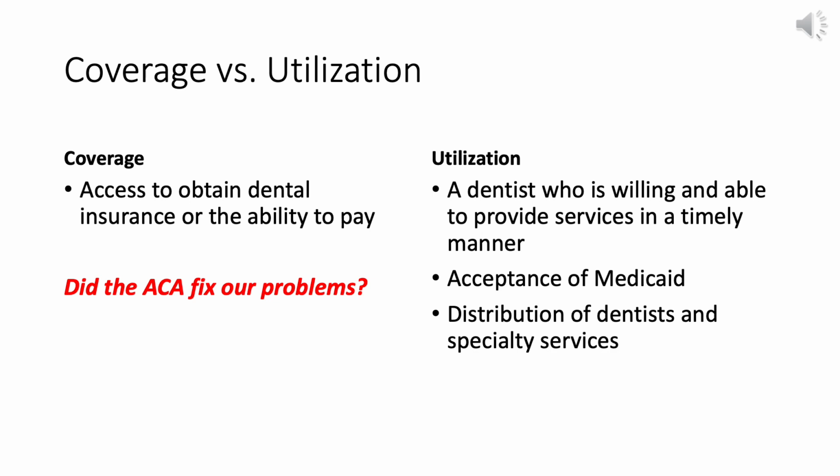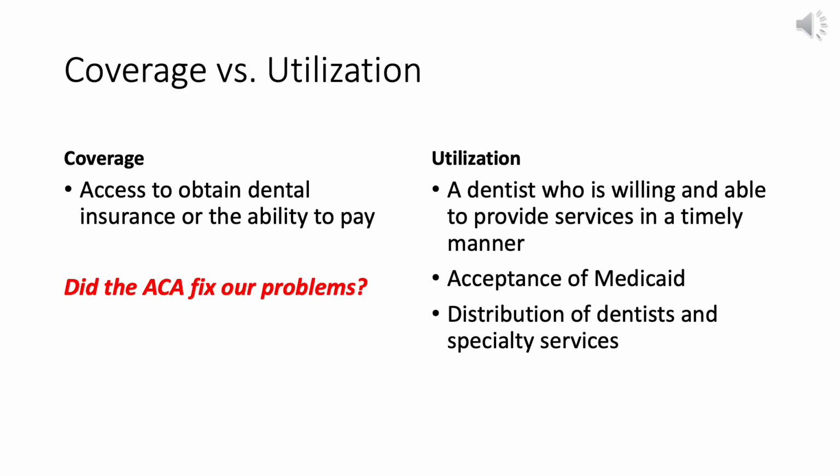So we need to have an adequate distribution of dentists and specialty services, recognizing that there are different types of payers, therefore a payer mix, making sure that there is acceptance of Medicaid, which is the coverage that our highest risk population has. And I'm not saying that all high risk individuals have Medicaid, and I'm not saying that all Medicaid enrollees are high risk, but we know that generally, just based on socioeconomic status, Medicaid individuals are at a higher risk. Also, dentists who are willing and able to provide timely services.